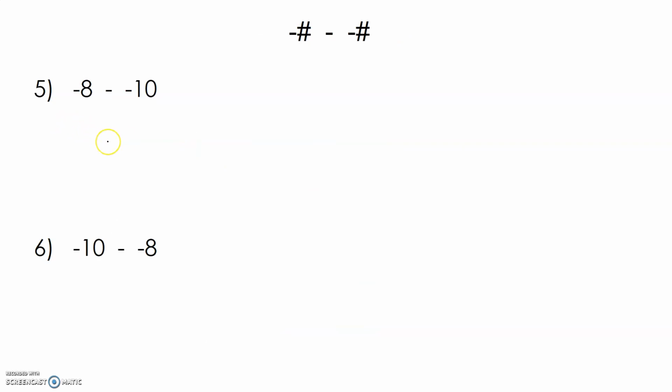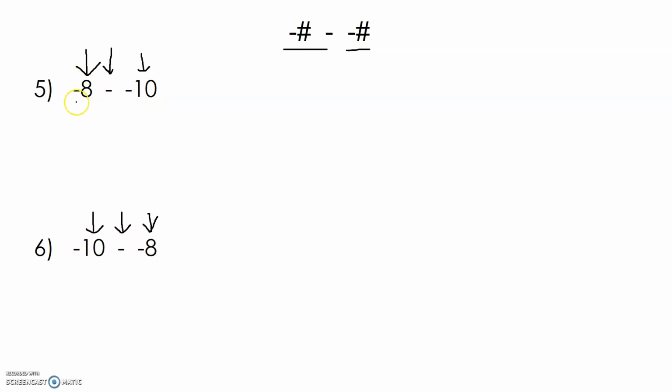All right, so here are our last types of problems. We have a negative number minus a negative number. And notice that I don't have 2 types of problems like this because negative 8 and I subtract negative 10, just like numbers 1 and 2, and 5 and 6 kind of mirror that because negative 10 minus negative 8, we just flip those, okay? So number 5, again, we have negative 8 minus negative 10. Number 6 is negative 10 minus negative 8.